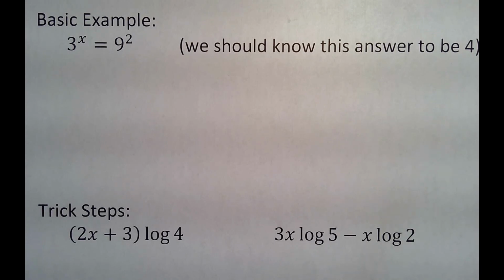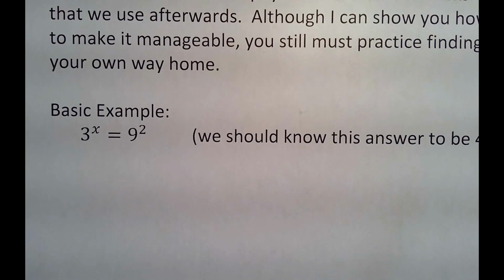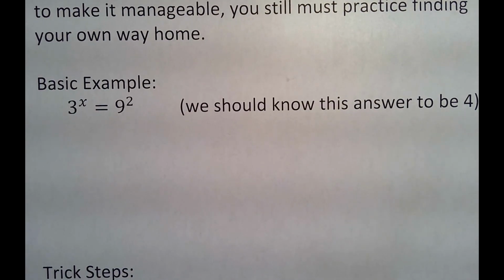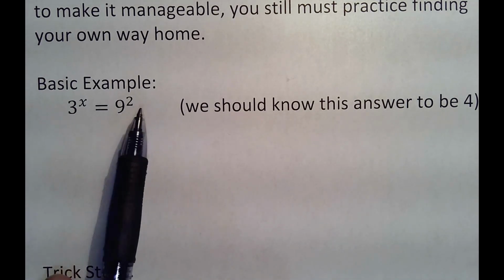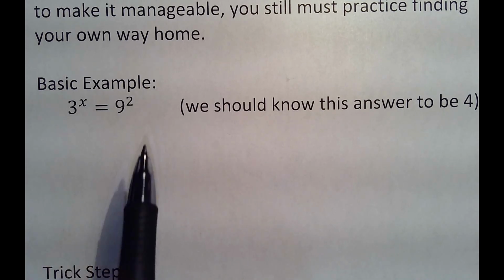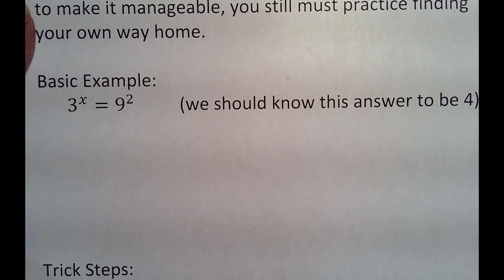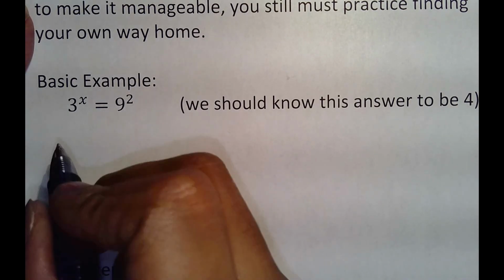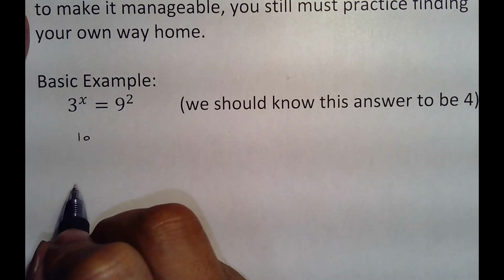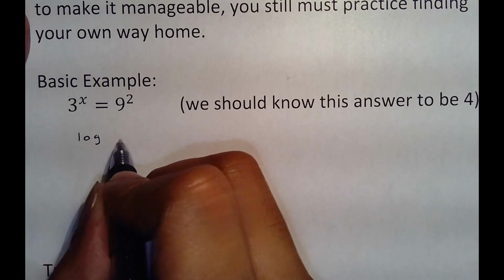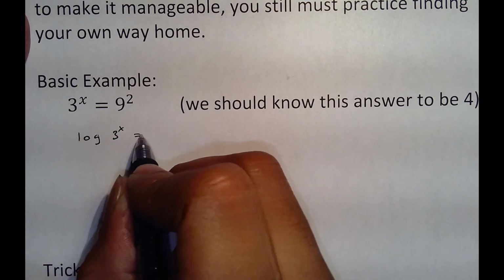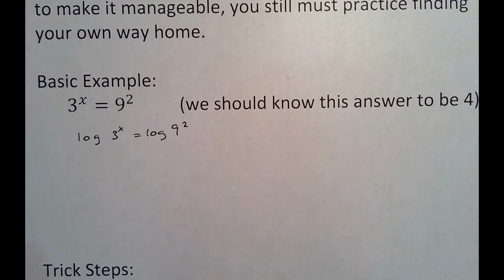Let's just look at a basic example in terms of what we're doing here. If you had 3 to the x equals 9 to the second, we should know this answer to be 4, because 9 to the second is 81, and 3 to the fourth is also 81. So I wanted something where we actually know the answer, just so I could show you. And so what we end up doing is we take the log of both sides. So we take the log of 3 to the x equals the log of 9 to the second. Pretty much just put a log on both sides and use the power property after that.